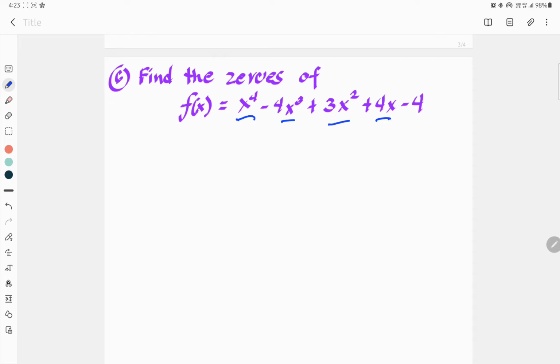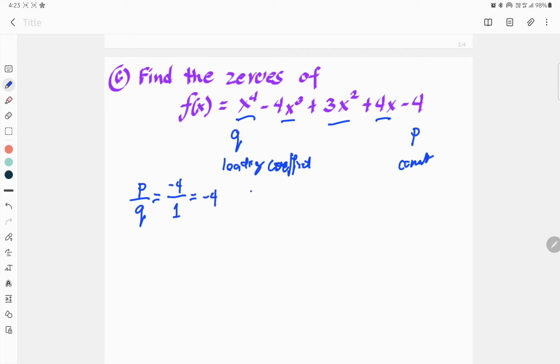It's good, right? Now, P is the constant and Q is the leading coefficient. So we can work that out, P divided by Q. Your P is negative 4 and Q is 1. Simplifying that, you have negative 4.